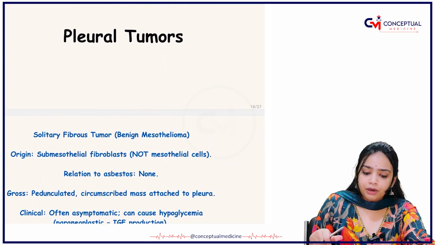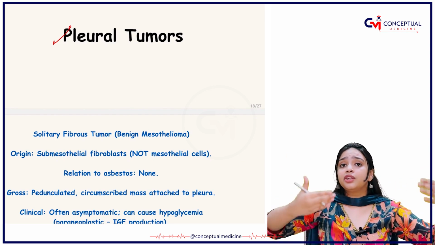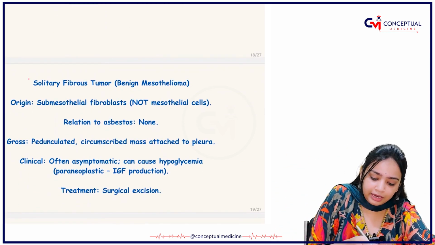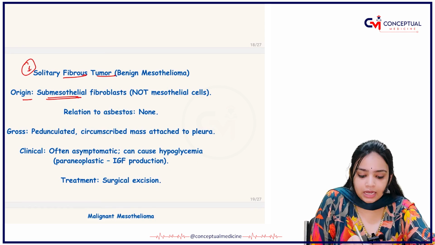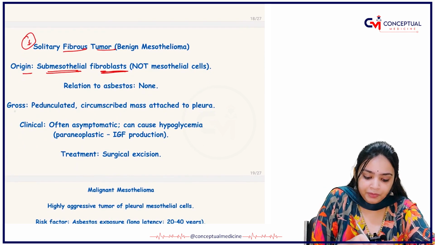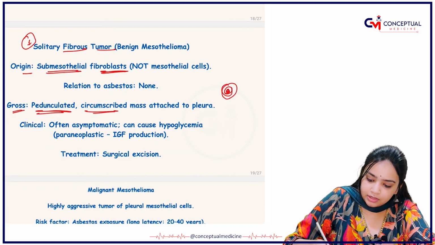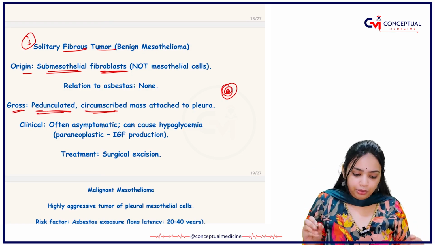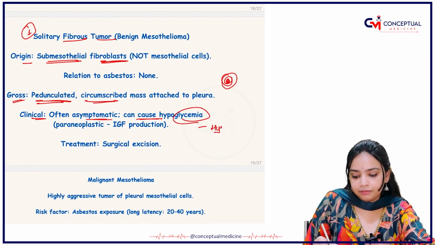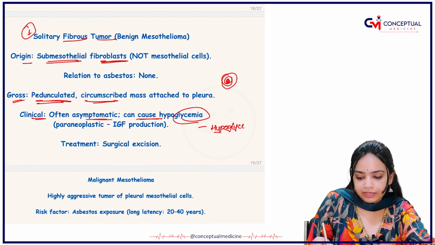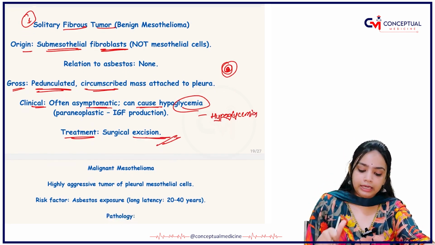Okay, what are the pleural tumors you have? Obviously, if there is accumulation of fluid, there are chances that tumors will also take place. So first one that you have is the solitary fibrous tumor. The origin is sub-mesothelial fibroblast. In gross you will be able to see pedunculated, circumscribed, like a round mass. Clinically it is often asymptomatic but can cause hypoglycemia. Treatment is surgical excision.